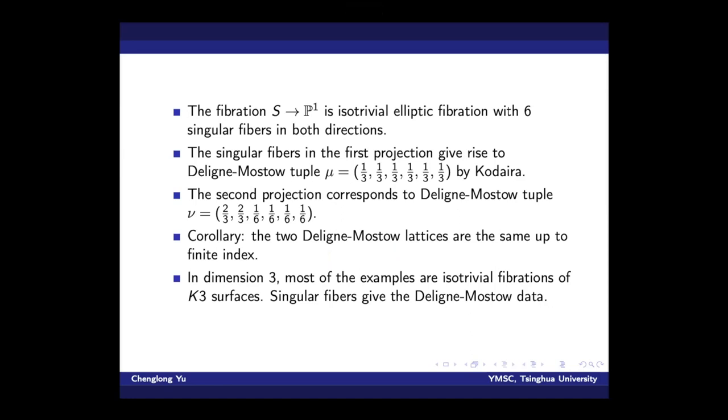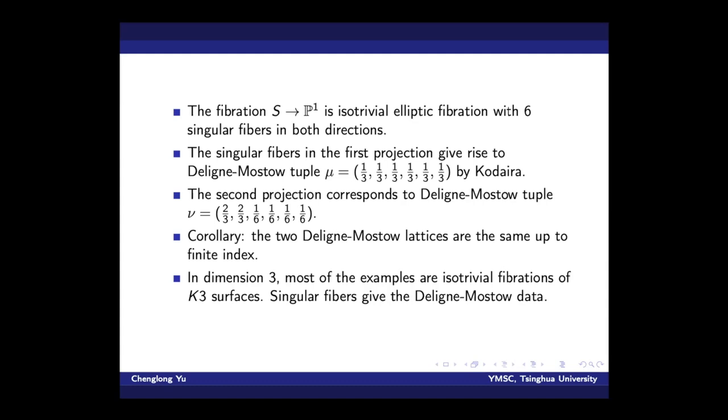And if you study the monodromy around those singular fibers of this isotrivial elliptic fibration, you will find the corresponding Deligne–Mostow data. In one projection, you will have mu equal to six 1/3s. And in the other direction, you will have 2/3, 2/3, and the rest is 1/6. So using these two fibrations, we can prove that the monodromy representation coming from this K3 surface is actually the same as the lattices in the Deligne–Mostow theory up to finite index. So one corollary of this double fibration structure is that the two Deligne–Mostow lattices are actually the same up to finite index.